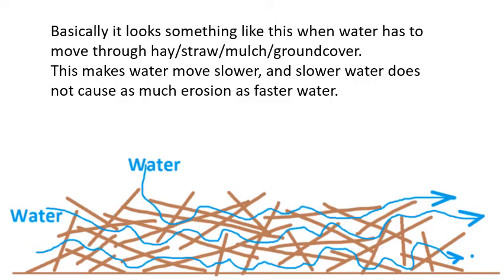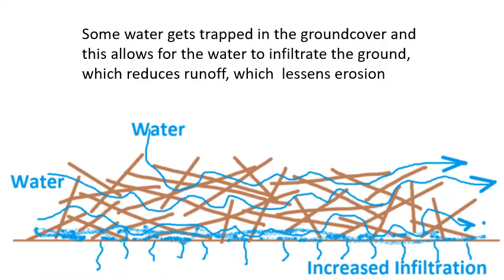When the rain falls and the water has to kind of weave its way in through the pine straw, whether it's pine straw or hay or mulch or whatever, or pine bark, the water's got to slow down. It can't just go straight down the hill. It's got to work its way through the pine straw, which means it goes slower, and slower water doesn't cause as much erosion. The second thing that pine straw does, and any kind of ground cover does for us, slower water is going to take the time to infiltrate, and you're going to have less runoff.